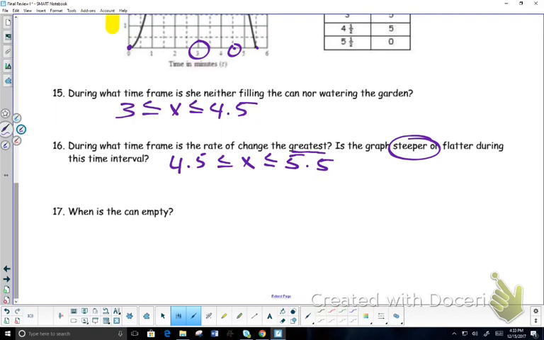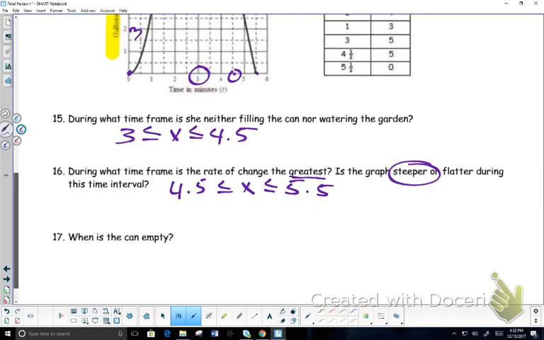When's the can empty? Be careful with this. There's two answers. The can is empty at 0 time, right? And the can is empty after 5.5 minutes because at the beginning she doesn't have any water in it until she starts filling it up.